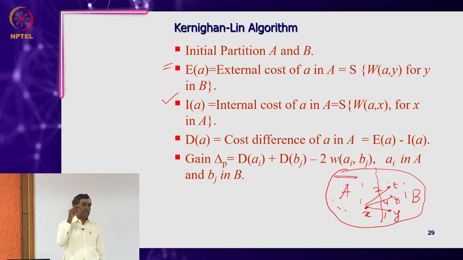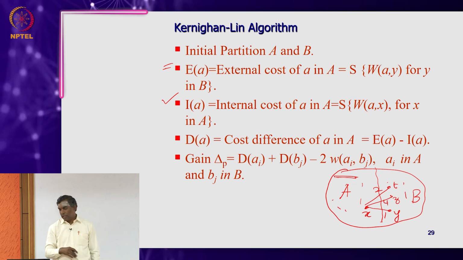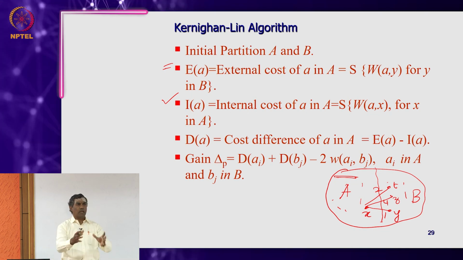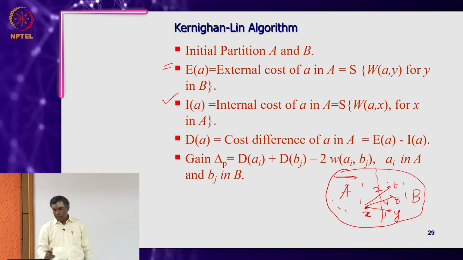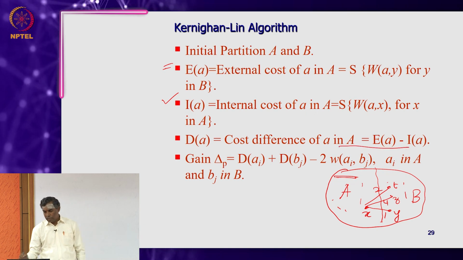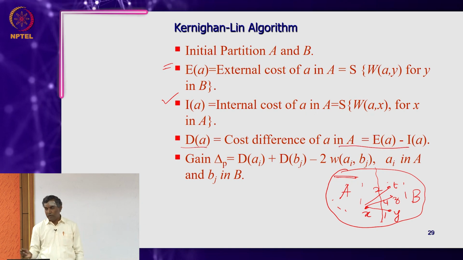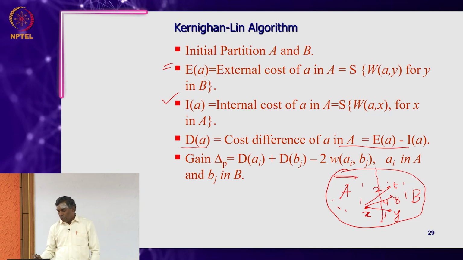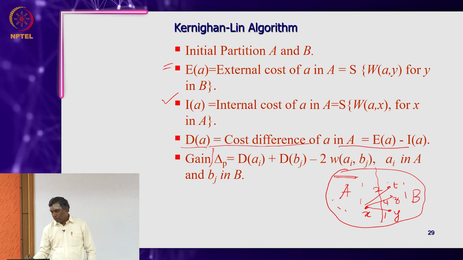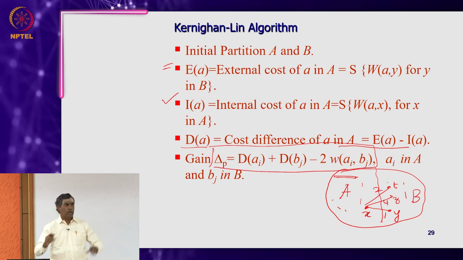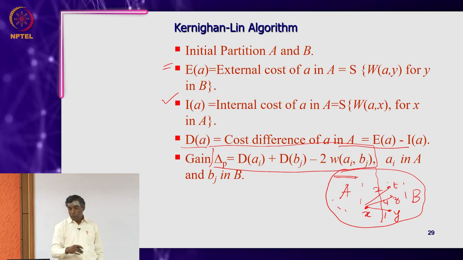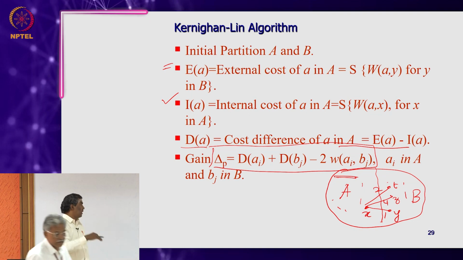Then EX, that means the external cost of this X is 7, like that. So, you try to find the internal cost and external cost, then you find the difference. This dA is the difference of the internal cost and external cost. Then you find the gain on that. What is the gain? This is the most important one, that gives how the difference is there, because you want to improve, you want to optimize this difference.